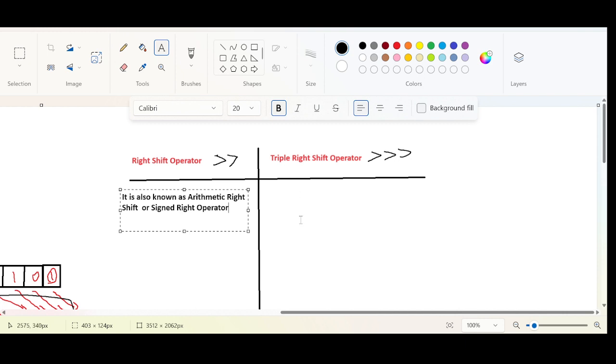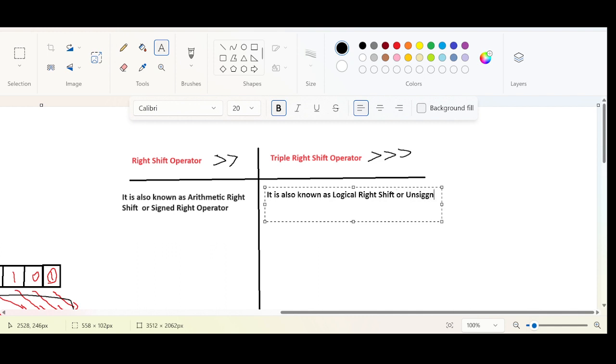But that is not the case with the triple right shift operator, because whatever empty spaces get created will always be replaced with 0. Right? That is why it is also called the logical right shift, or unsigned right shift. There is no sign here, because every time the MSB is getting filled with 0.